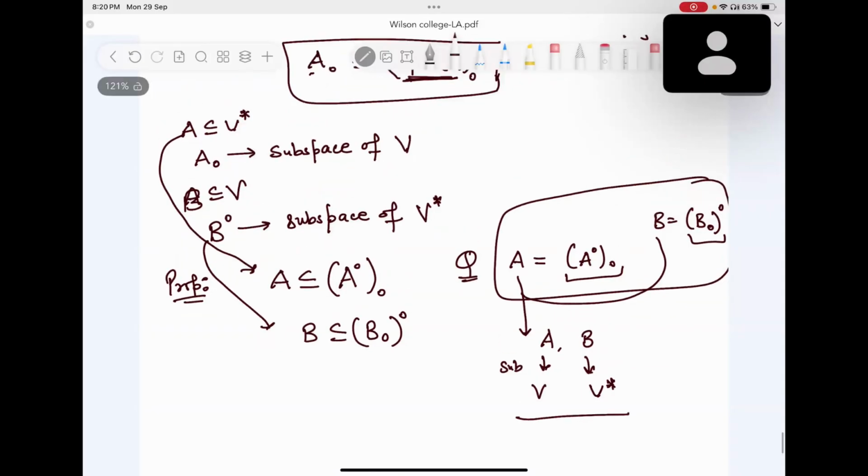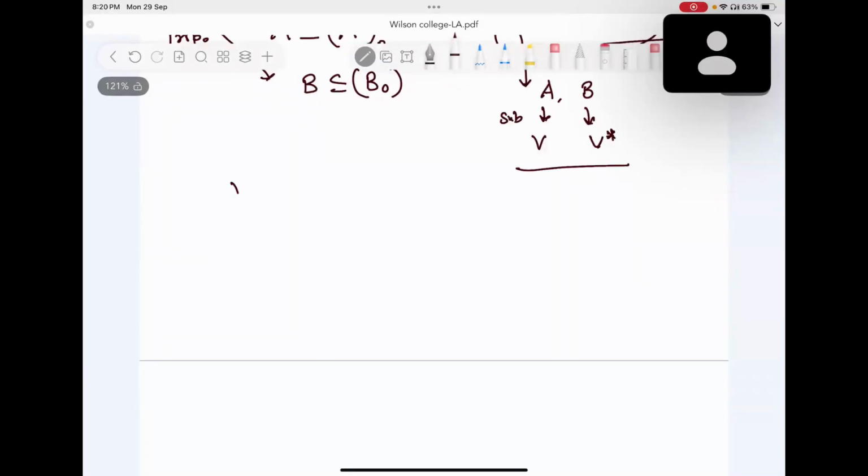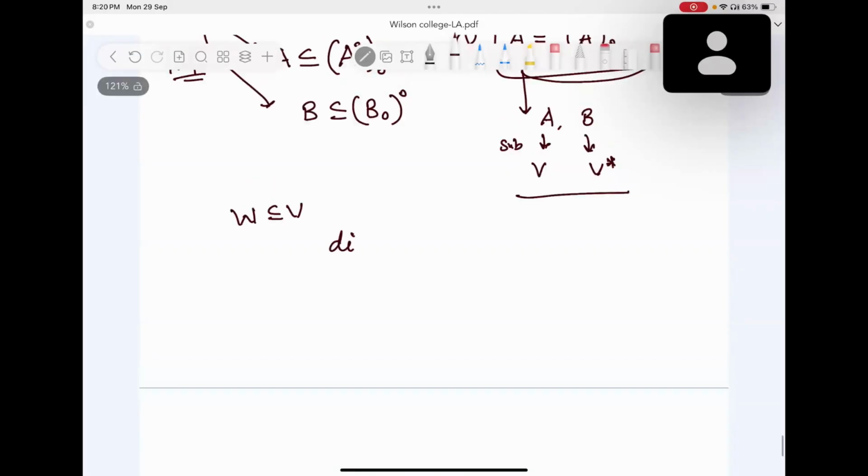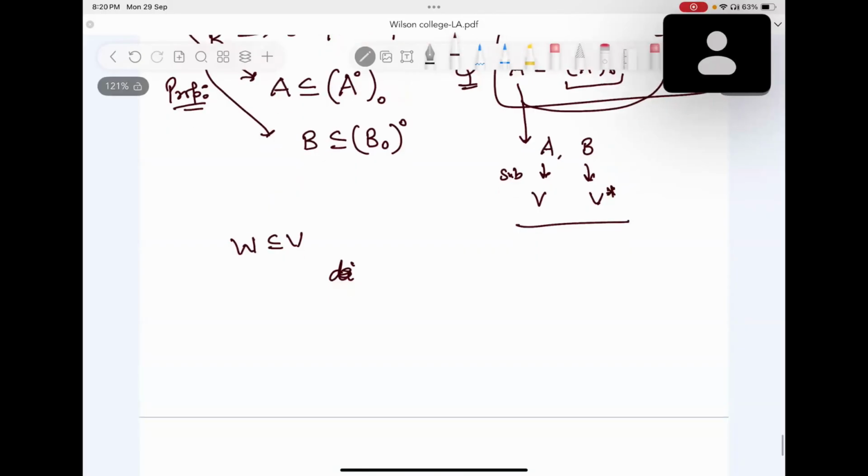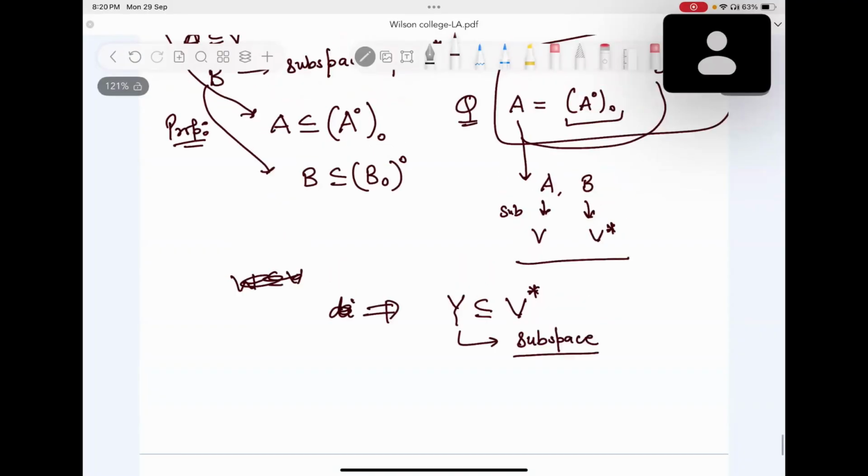Now suppose you have any subspace W of V. Now, what can you say about that? Let me take a subspace of V star. Suppose Y is any subspace of V star. V star is a vector space. Okay, suppose this is a subspace. So we are doing this. Now let's come back to the example.